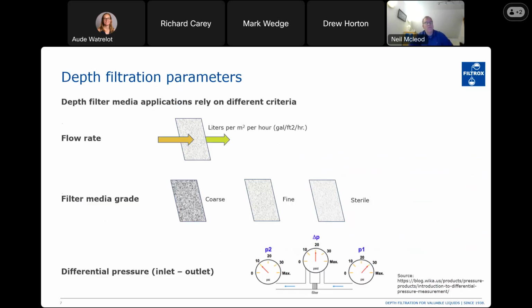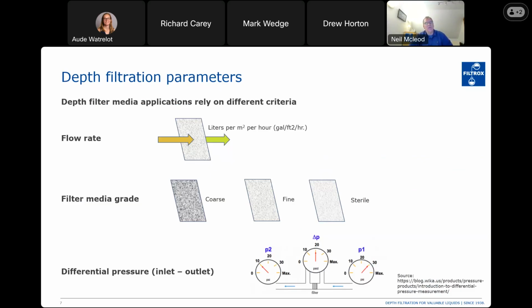So a depth filter sheet is, as we've already identified, actually a deep structure. And so we have to look at the parameters which work with a depth filter. The things we look at are the flow rate, and we look at a flow rate per unit area. And this is quite critical for us, that we ensure that we maintain the correct flow rate.